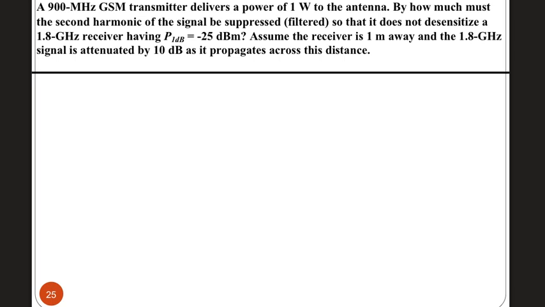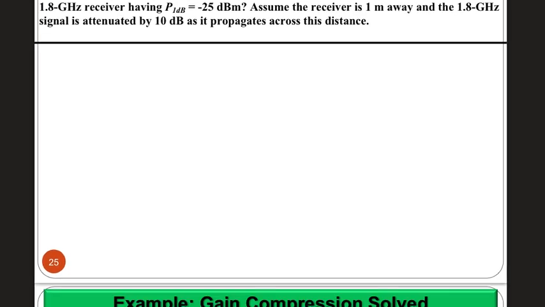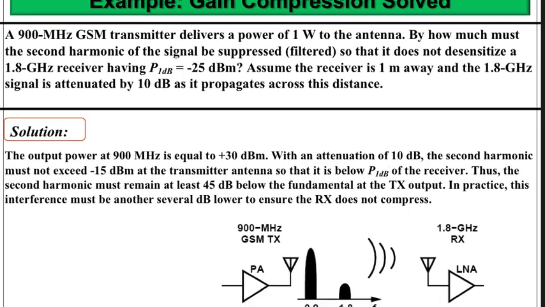If you start at the end, you want your received signal, the second harmonic at 1.8 and the second user, to be less than or equal to minus 25. Now, how much should that be such that after a 10 dB drop, it's not more than minus 25? Exactly. Very simple. Negative 15 dBm. So that's the solution. It's written here.